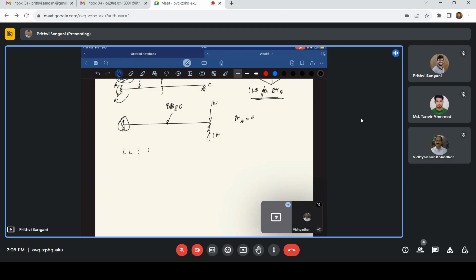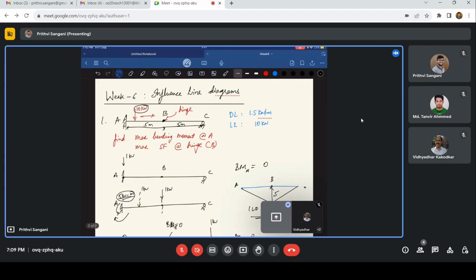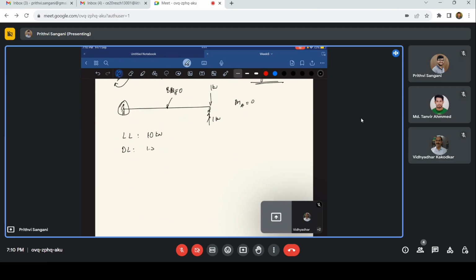The live load is given as 10 kilonewtons, and we also have a dead load, so we should not forget about this. The dead load is around 1.5 kilonewton per meter. So maybe we can assume it as a self weight. So dead load is like 1.5 kilonewton per meter, and we have the beam. We have a propped cantilever beam A, B, and C.